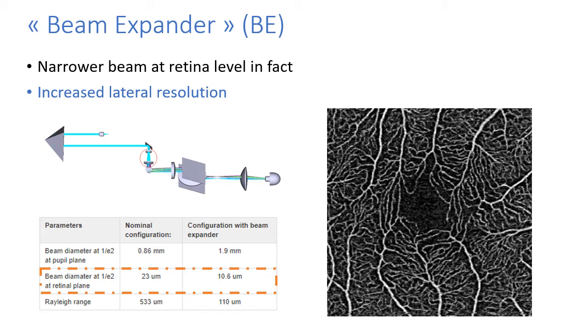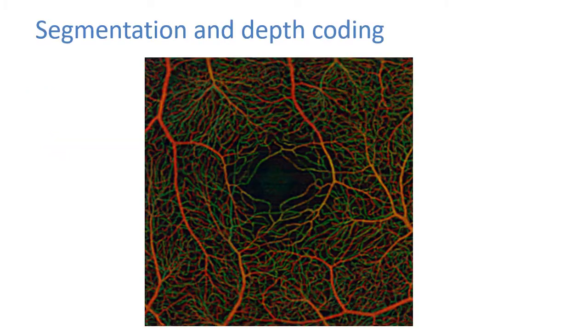Beam expander basically expands the beam somewhere in the pathway of the light, but the consequence is, on the contrary, a narrower beam at the retinal level. You can see it here. The diameter of the beam at the retinal level is half the normal beam size, and this allows an increase in lateral resolution of the images. And this could explain how we can have, with this technology, images that are closer to what we have in histology. Images obtained by this technology can be segmented and also depth coded with the prototype software.